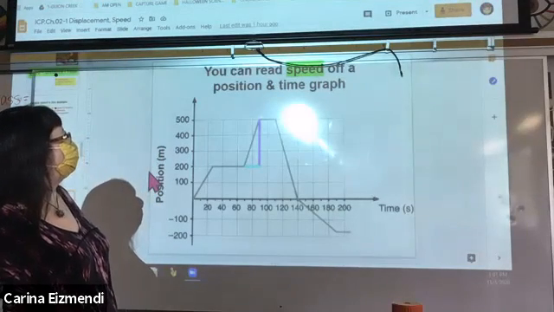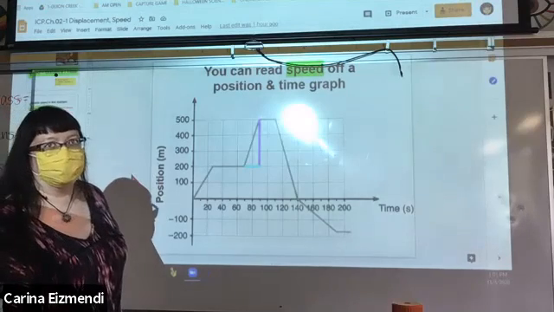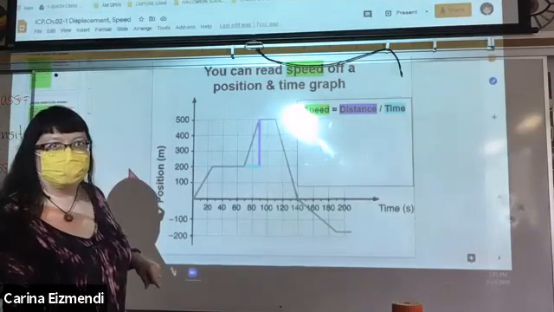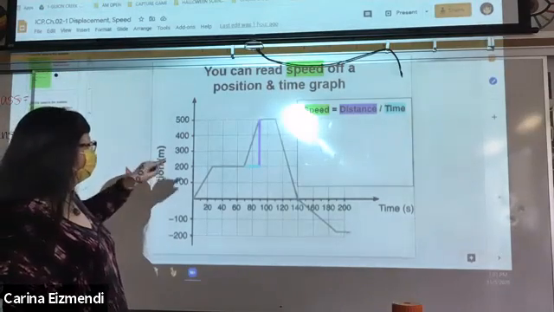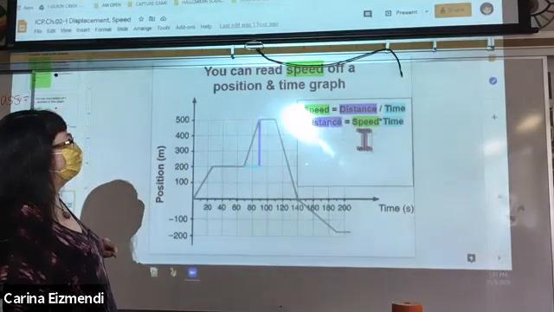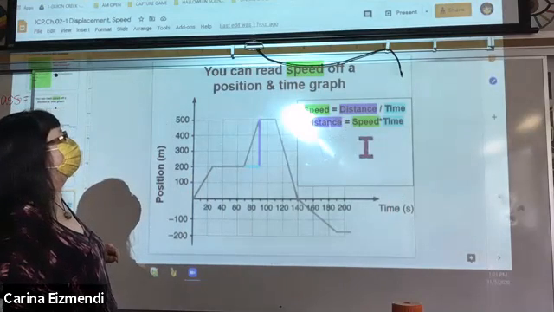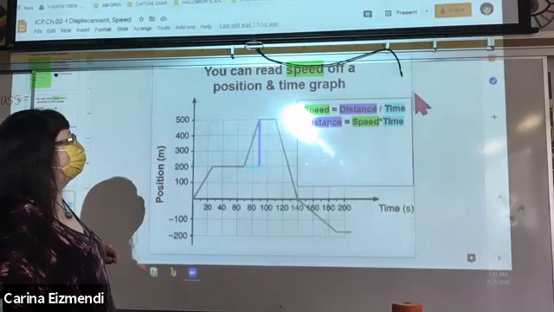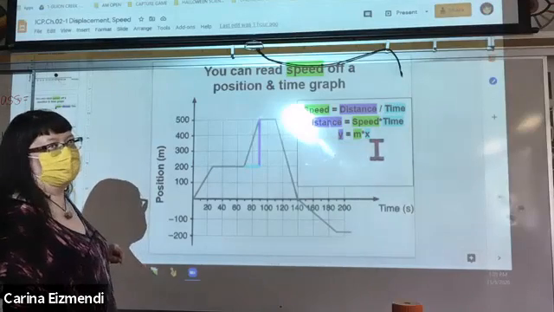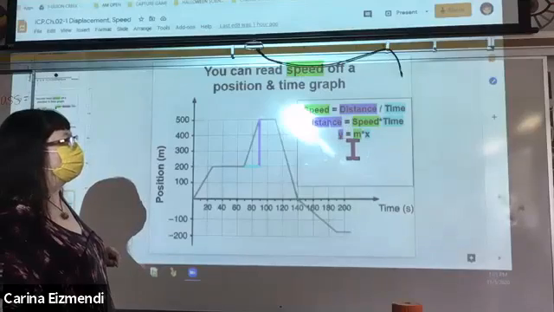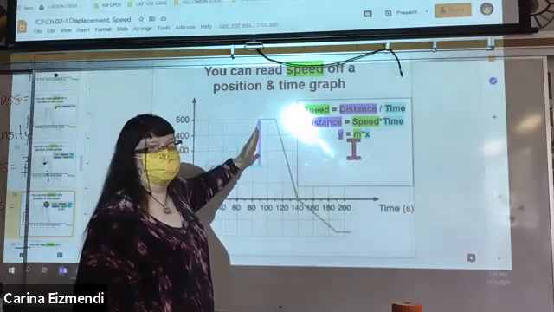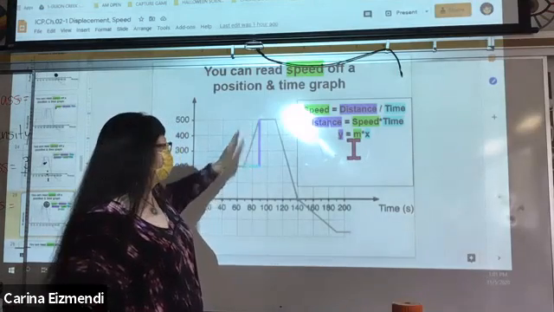Okay, so you can read speed off of a position and time graph. Because speed is distance divided by time, that's the same as rise over run. If you manipulate this, you get distance equals speed times time, which is like y equals mx plus b, and the m is the slope. So speed is the slope of the line at that time.